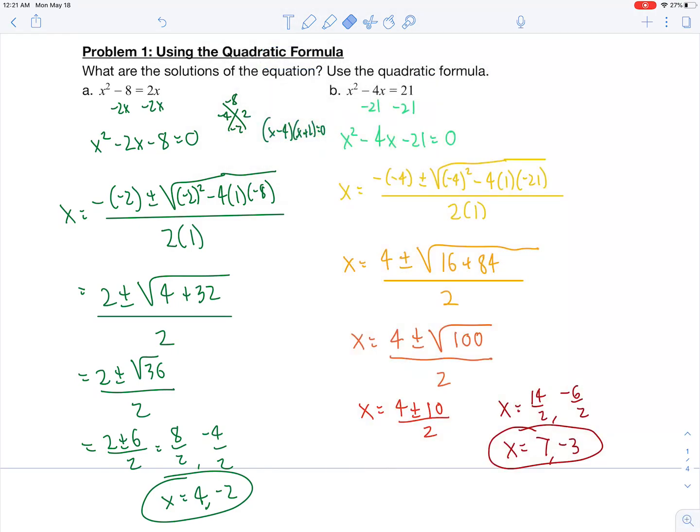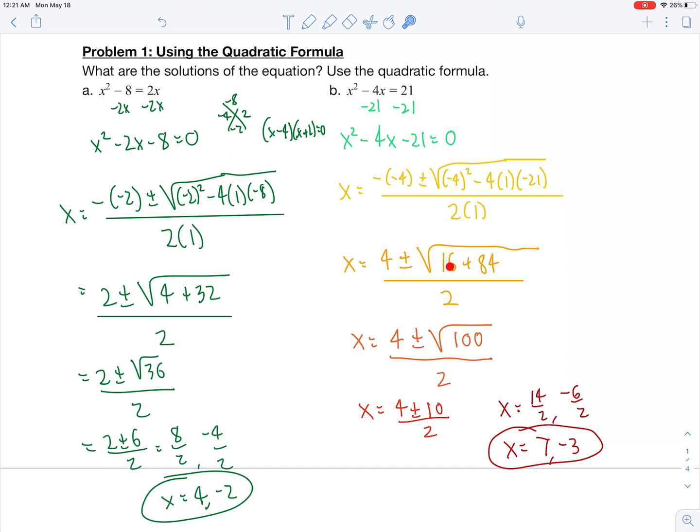Again, first step is to get this into standard form, so I subtracted 21 from both sides. Then just by using that quadratic formula, again, it's a long formula, but I just plugged in negative 4 for b, plugged that in a couple times, then 4 times a times c, and then 2 times a on the bottom again. And I'm just simplifying.